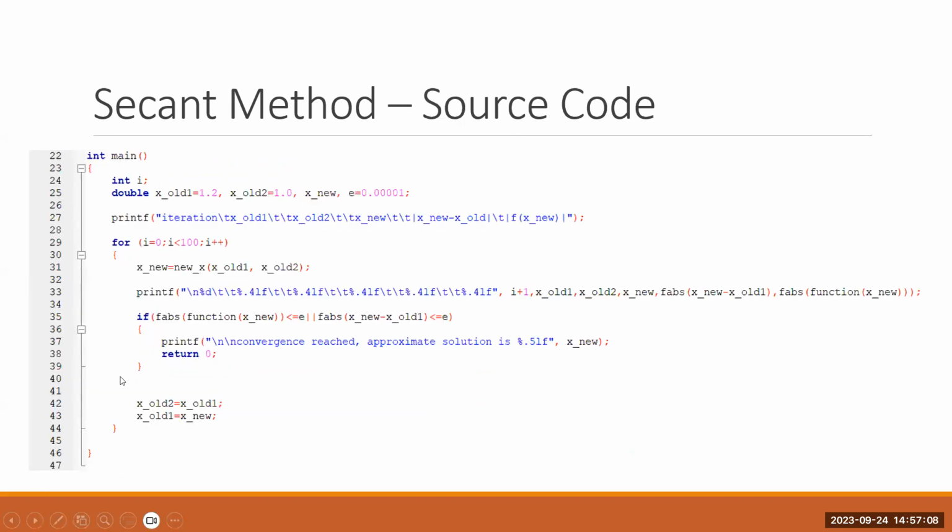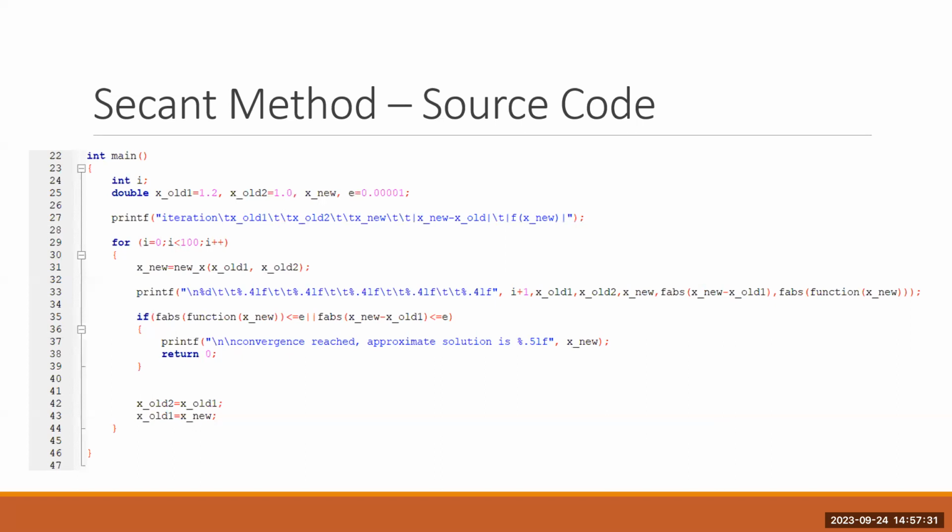So in the main function, the code initializes the variables for the iterative process. So you have x old 1, x old 2 as the initial guesses for the root, and you have x new for the updated approximation. So E here is the tolerance value, 1 times 10 raised to negative 5.